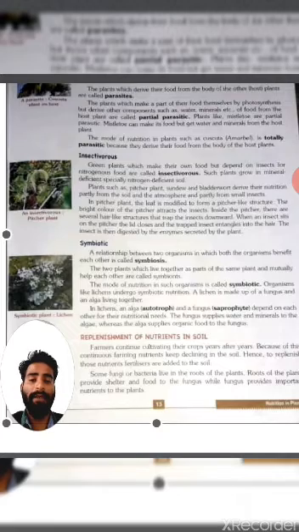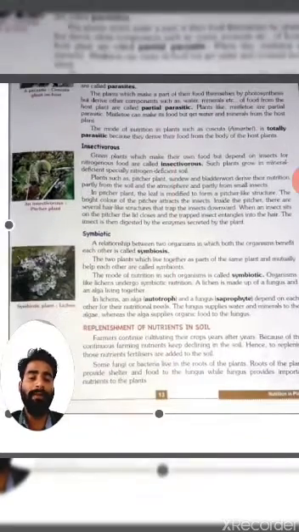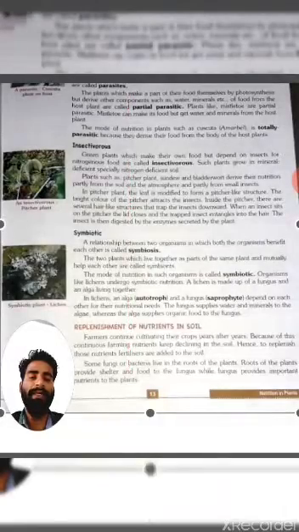Some fungi or bacteria live in the roots of the plant. The roots of the plants provide shelter and food to the fungus, while the fungus provides important nutrients to the plant.